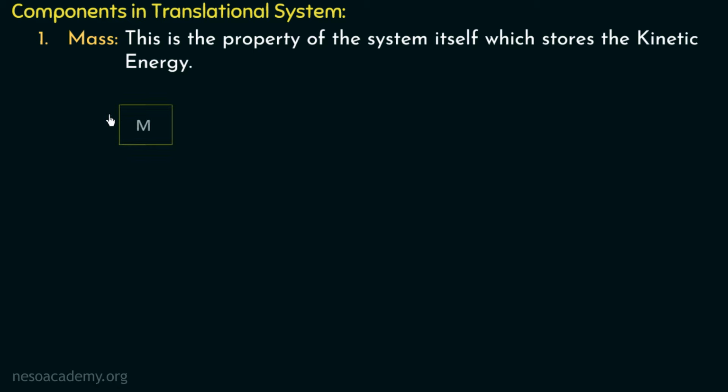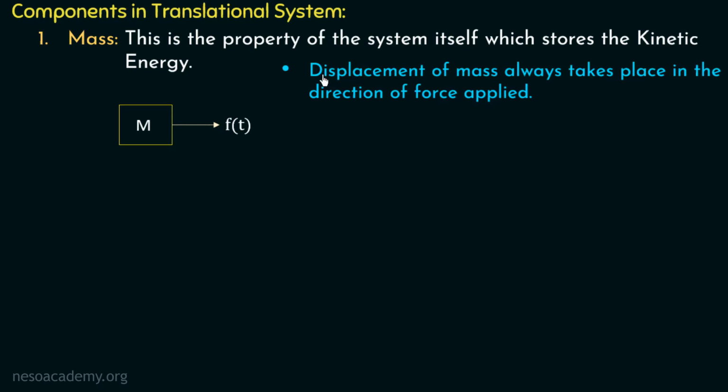Now suppose we are having a system having mass m, and if we apply a force f(t) to the right hand side, then what will happen? Yes, this system will move to the right hand side. And hence we can say that the displacement of mass always takes place in the direction of force applied. This is an important point to understand. If we are applying the force f(t) in the right hand side, then the displacement will also occur to the right hand side.